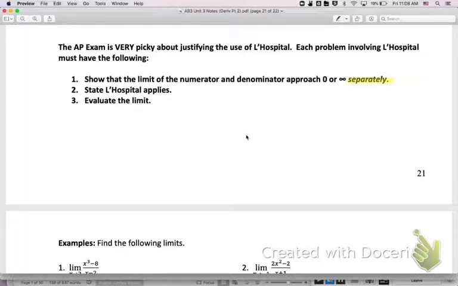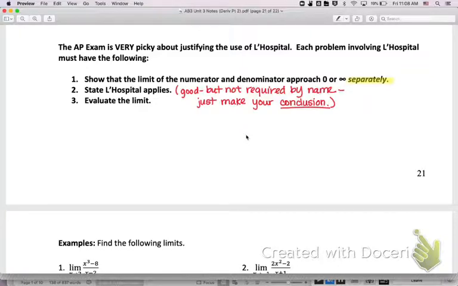Then you're going to state that L'Hopital's theorem applies. Well, that's good, but you don't actually have to recall the theorem by name. You just have to make the correct conclusion. So 1 is meeting your conditions. 2 is making the conclusion that the limit of f over g is equal to the limit of f prime over g prime. You don't have to actually use the name L'Hopital anywhere. It's good, you can, but we don't have to. Then once we've done that, we can evaluate the limit.